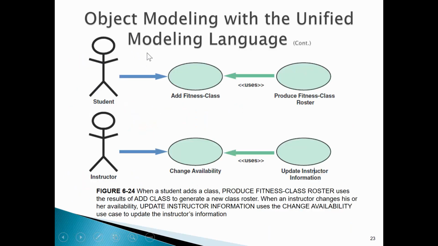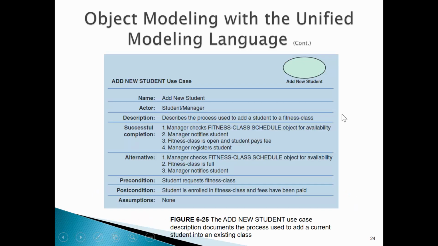Okay, so a student is going to be added to a fitness class. So there's a use case called add fitness class. Produce fitness class roster comes from fitness class. So once we add a fitness class, the produce fitness class roster uses the information from add fitness class to create the roster. Same thing here, update instructor information, change availability, same kind of thing.